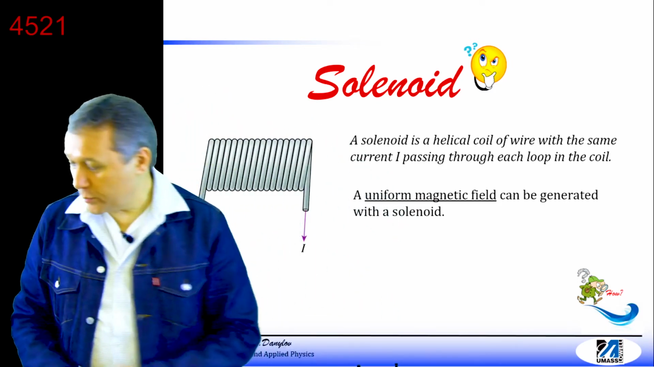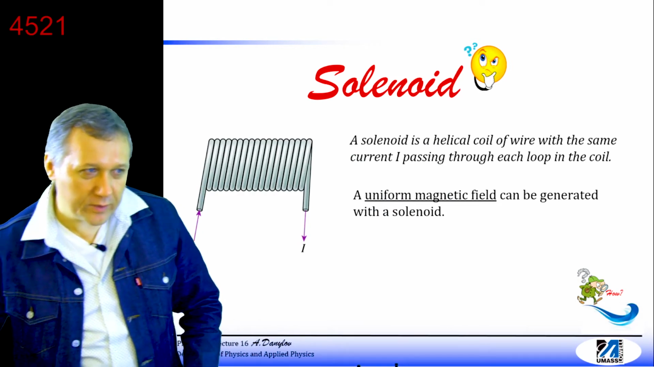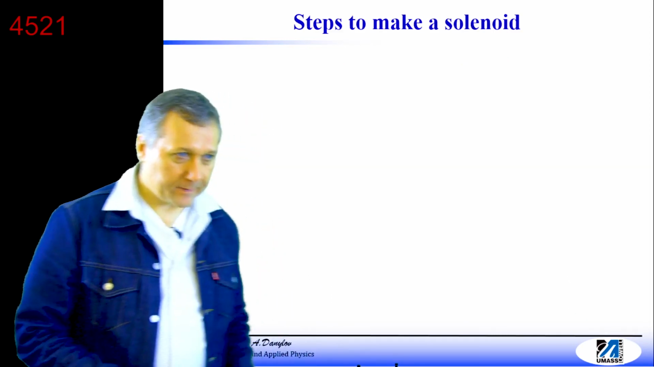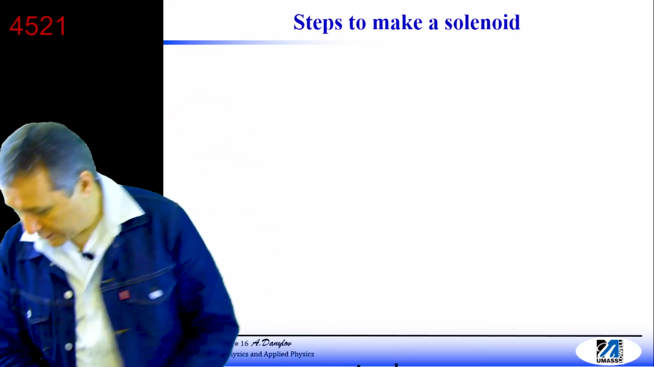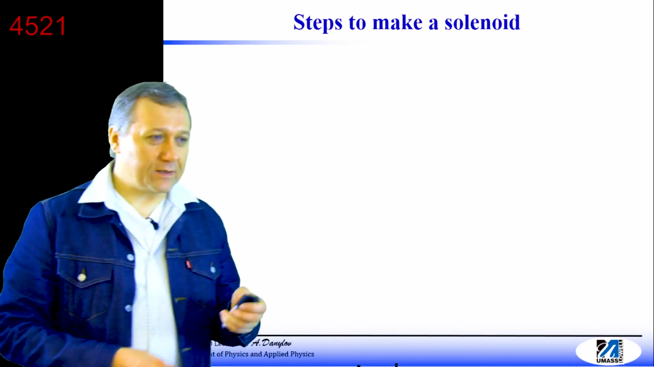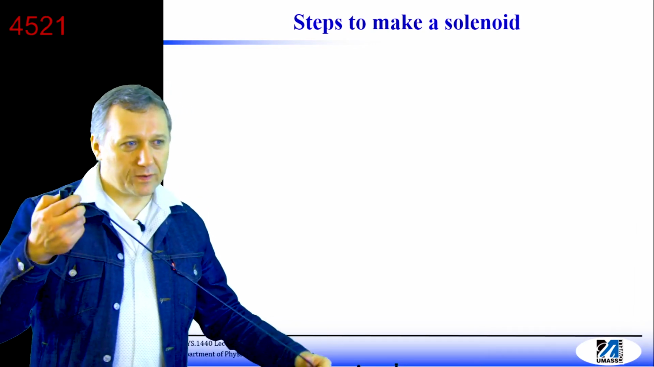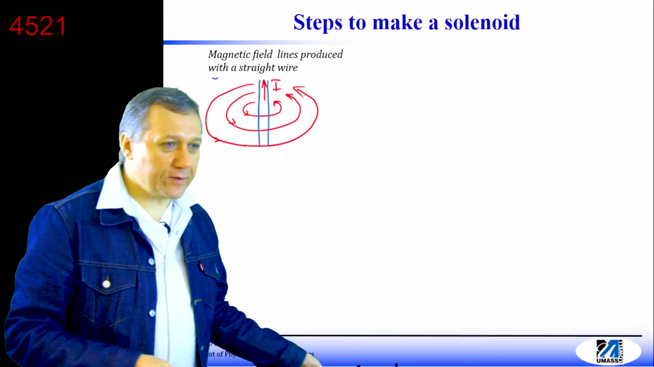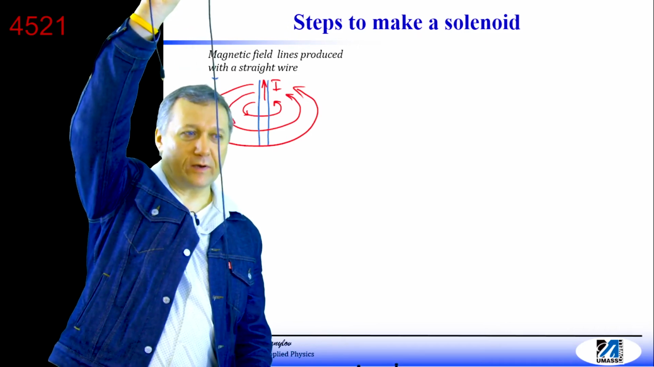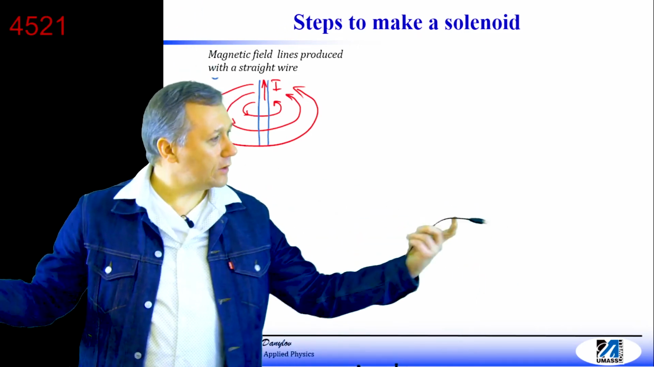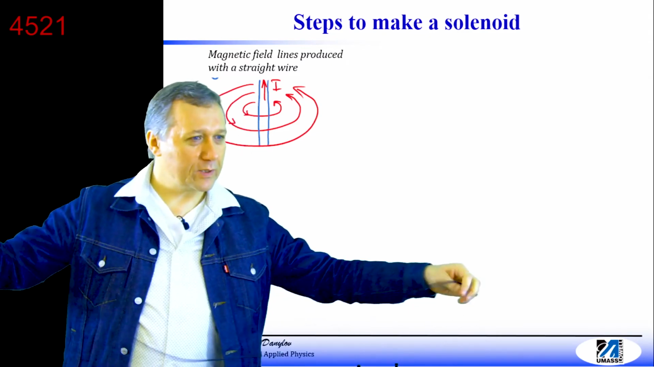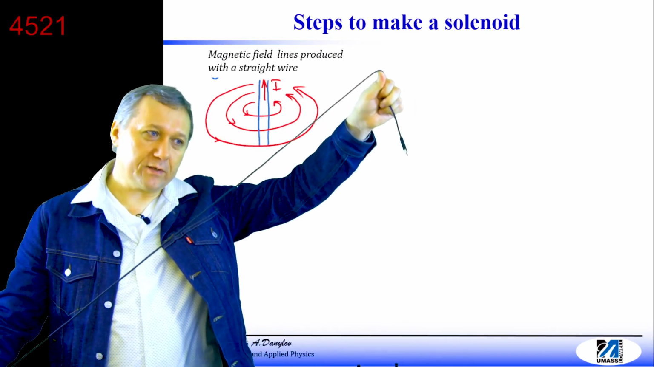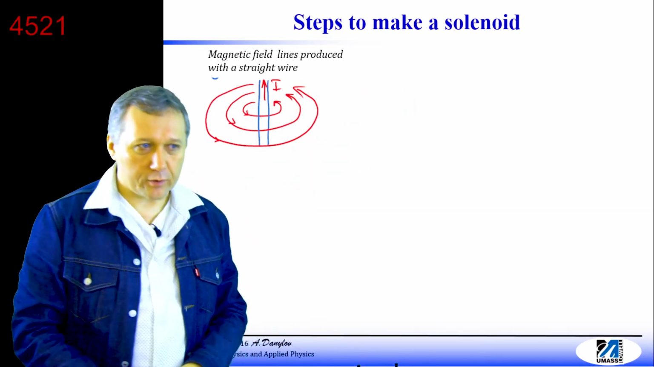Okay, so now let's try to justify why it is going to give us a uniform magnetic field inside. I divided the process of building a solenoid into a few steps. First, let's take an infinitely long straight wire. That's what effectively I have right now. It's a very long cord, a charging cord for a smartphone or something. Infinitely long. So what can we say about the magnetic field created by an infinitely long straight wire?